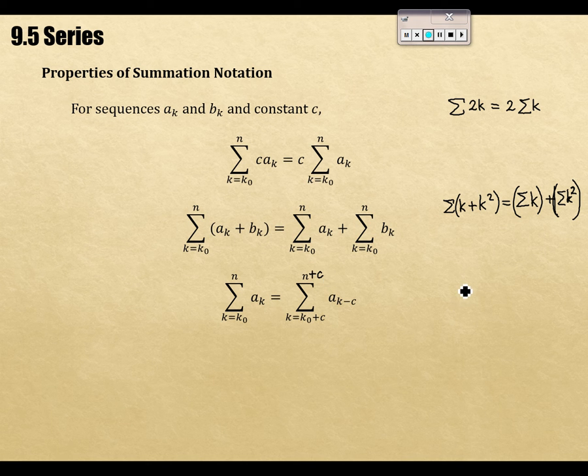So for example, on the one that we were doing earlier, k squared from k equals 4 to 7, that's the same as k equals 0 to, what would I have to go to here? 3, of k plus 4 squared. Can you verify that those two sums are actually the same sum? All you have to do to check that I'm right is start plugging in values. Actually expand this out, and you'll see that we're calculating the same sum, aren't we? So that's a fun little trick.